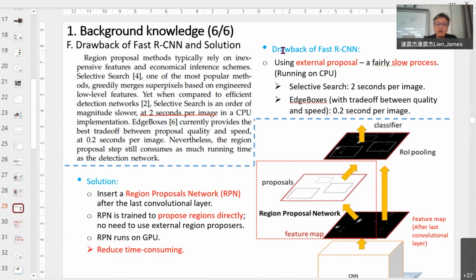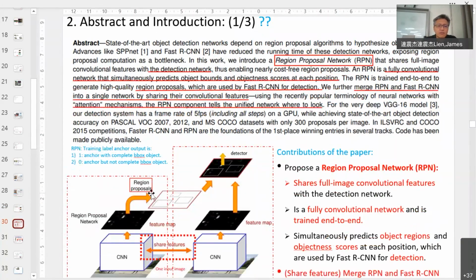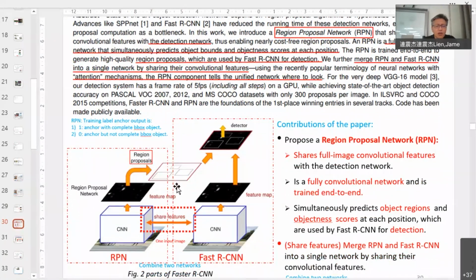So here we say the drawback of FAST RCNN is that it's slow. Why is it slow? Because they use computer vision first, and then deep learning. So it's slow. With FASTER, they directly use region proposal, so it becomes very much faster. So that's what I say.